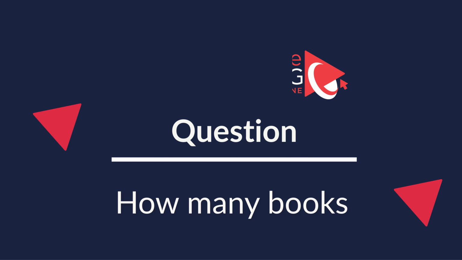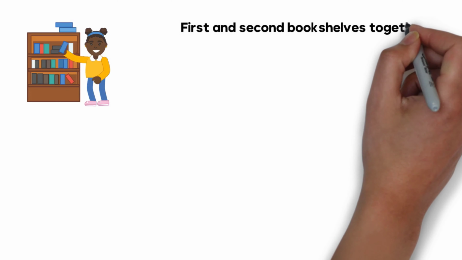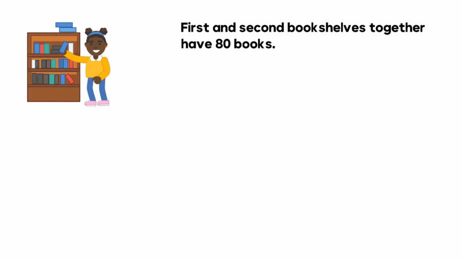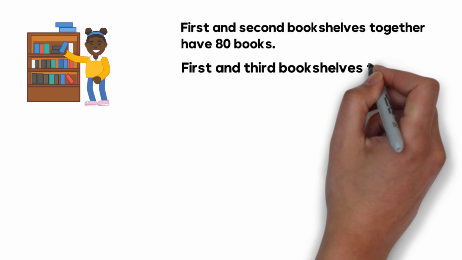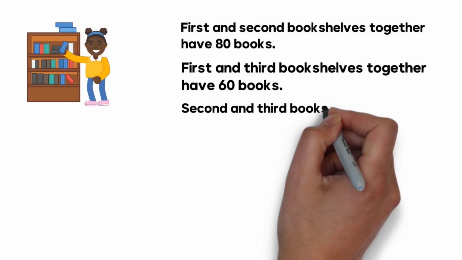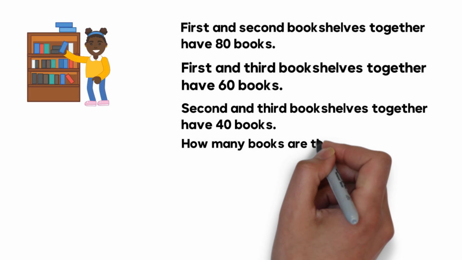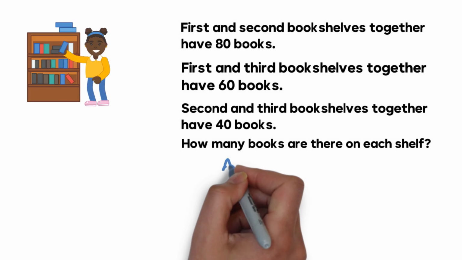Here's a very interesting problem, which tests not just your math skills, but also your cognitive ability skills. First and second bookshelves together have 80 books. First and third bookshelves together have 60 books. Second and third bookshelves together have 40 books. How many books are there on each shelf?